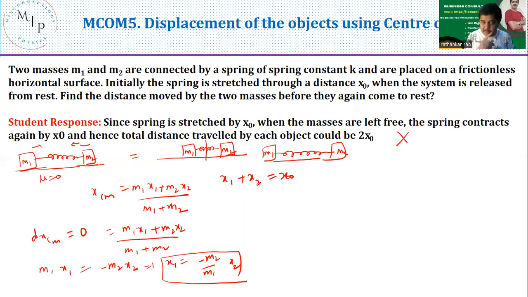So now we have got this value. Now we have got two equations here. I'll take this X1 value and put it over here. So when I put it over here, what do I get?